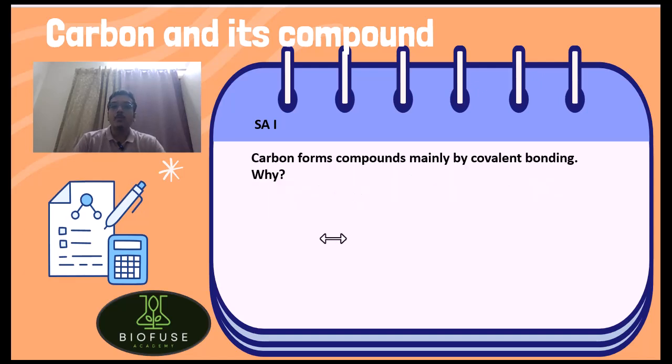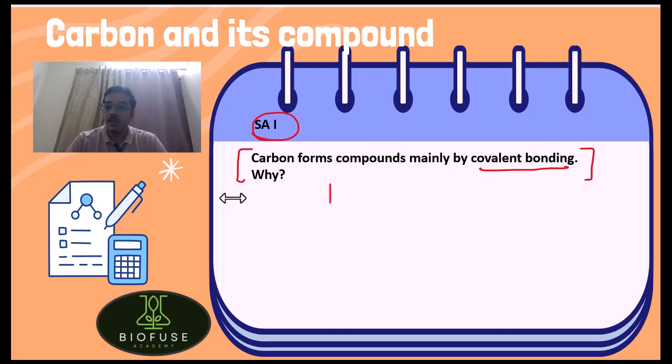Carbon forms compound mainly by covalent bonding. Why? In the question, it is always repeated in many board exams. Whether it is board exam or whether you are appearing for competitive exam, it is very important if you are studying organic chemistry. Carbon forms compound mainly by covalent bonding. Why? I'll tell you the reason, it is very easy guys.